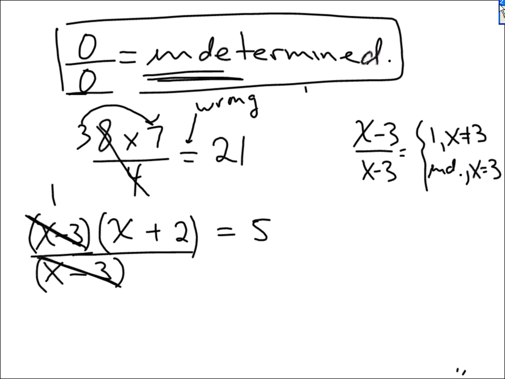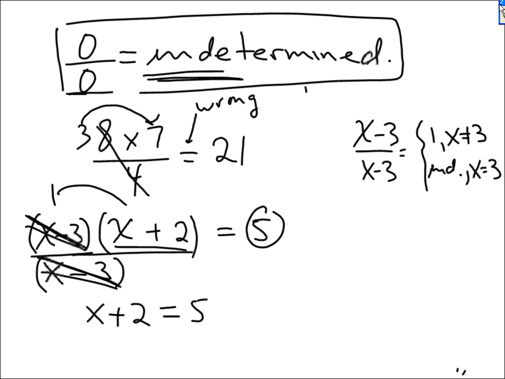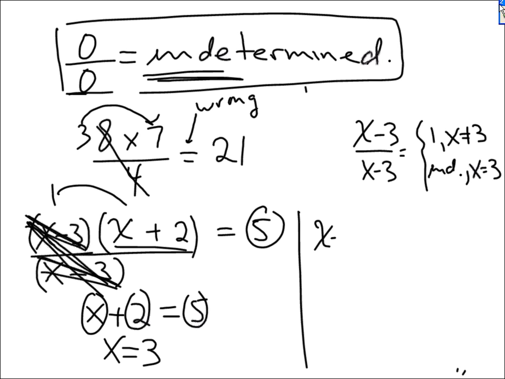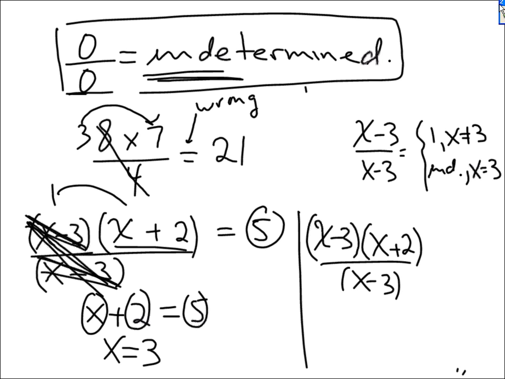Let's work it out. So we call it 1, and 1 times x plus 2 is x plus 2 equals 5. So all I did was cancel out the x minus 3's. And you should know that 3 plus 2 is 5. So x equals 3. But this is not 1 then. X minus 3 over x minus 3 is not 1 when x equals 3. And it will come up in the check that we're wrong. I'm going to write down the exact same problem.